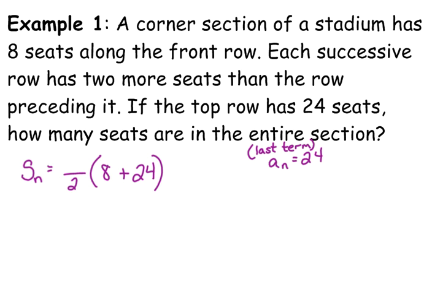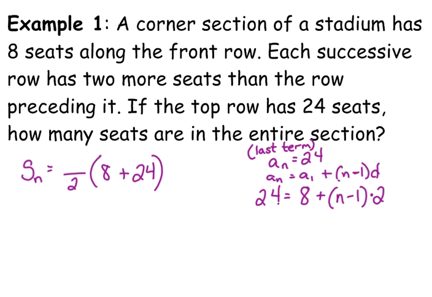So I'm going to use my formula for finding the term of a sequence. A sub n, 24, is equal to a sub 1, the first term, 8, plus n minus 1 times d. Okay, I don't know n, but I know d. The common difference is 2, because I'm adding 2 seats to every row. So I'm just using the formula for finding a specific term in my sequence from Wednesday, or whenever we went over that. Then I'm going to solve this.